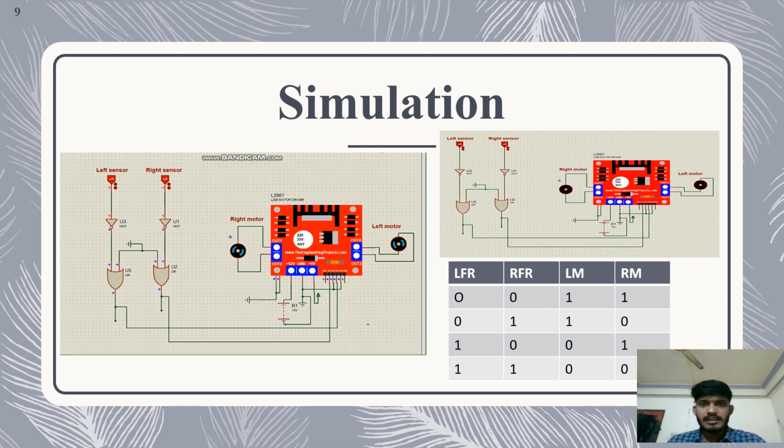This is the simulation of our project. As you can see, we just use a motor driver and the logic gates, OR gate and NOT gate, and two sensors. Here we added a truth table, and here 0 means the sensor does not detect anything, and 1 means the sensor detects something. It means that it detects the black line, and I want to play a video.